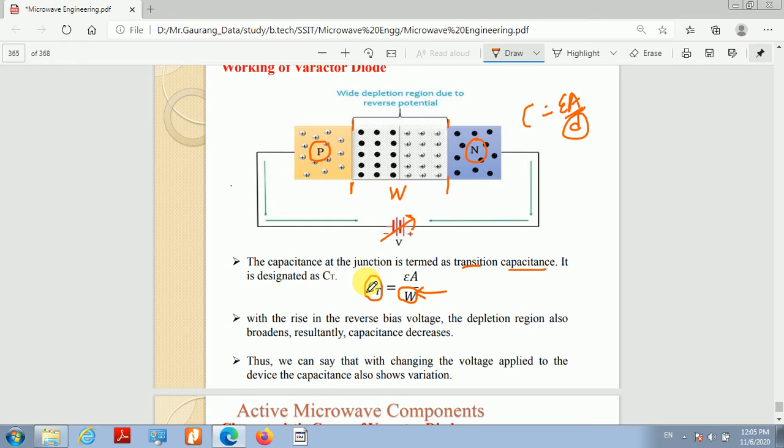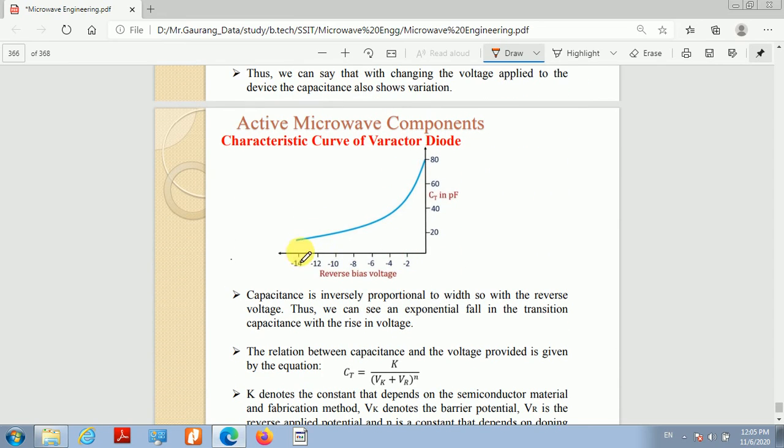So we can say that as we change the reverse bias, the width of the depletion layer will change, and if the width of the depletion layer is changed, then capacitance is also changed. So ultimately we can say that with the variation in the reverse bias, the capacitance of this Varactor diode is changed. And this is the typical characteristic curve of the Varactor diode.